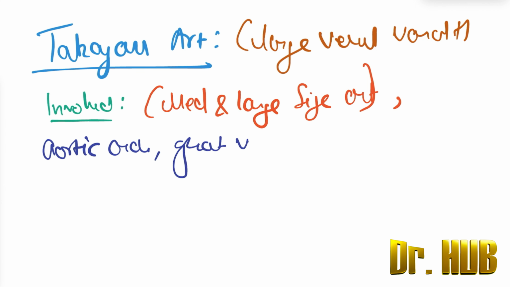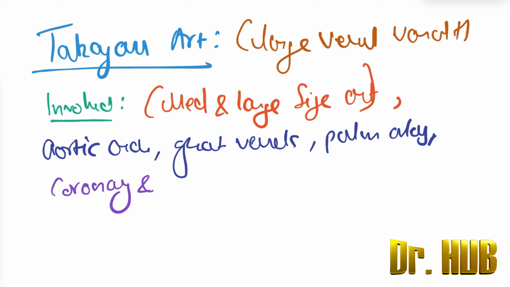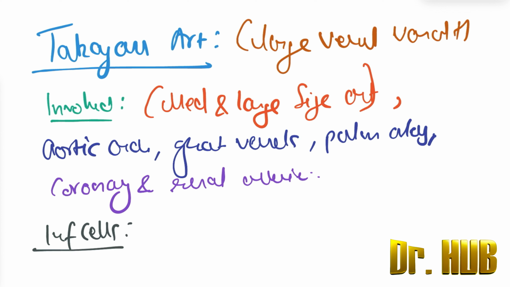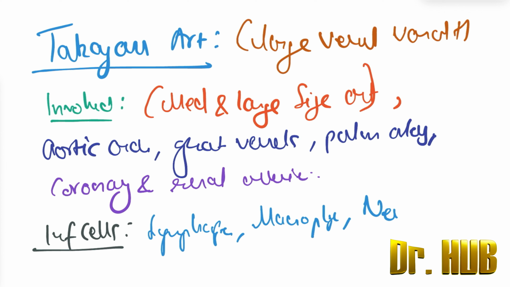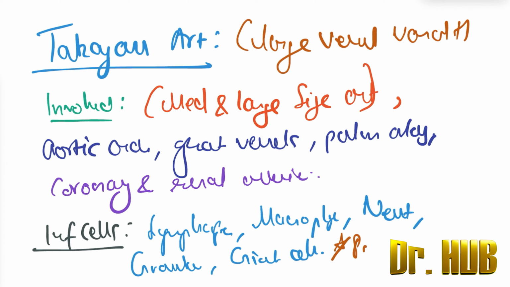Next, there are also the great vessels. There is the pulmonary artery. There is also the coronary and the renal arteries. Next, if we see the inflammatory cells, what are the inflammatory cells involved here? It involves the lymphocytes, the macrophages, the neutrophils, as well as the granulomas and the giant cells. The other feature is that it is a pulseless disease.